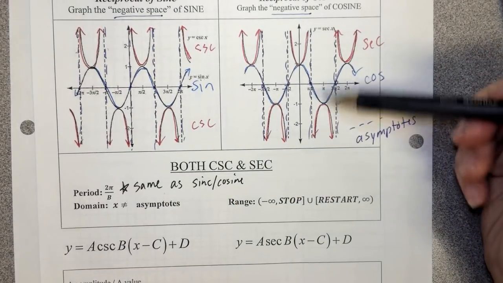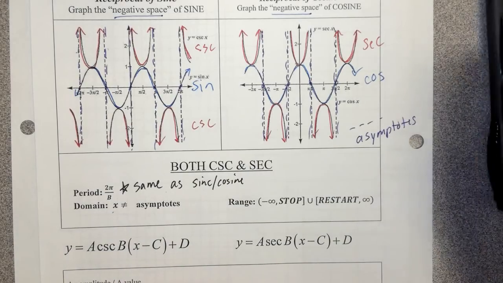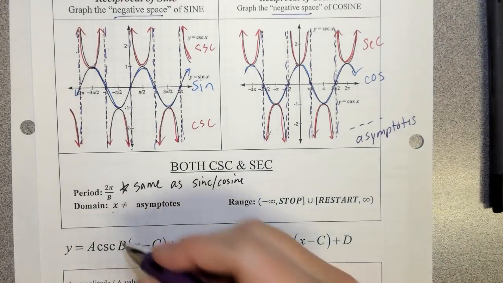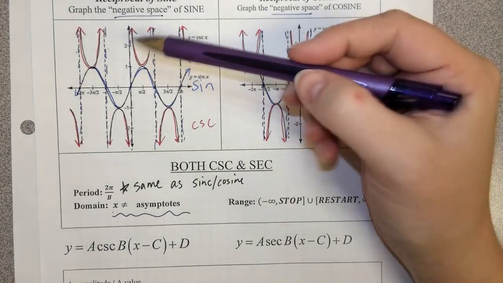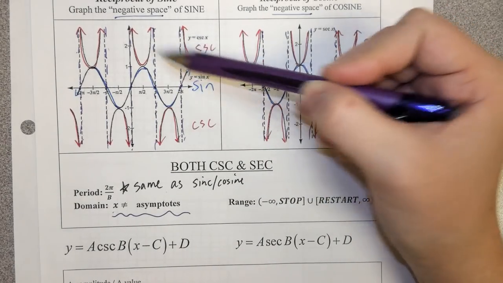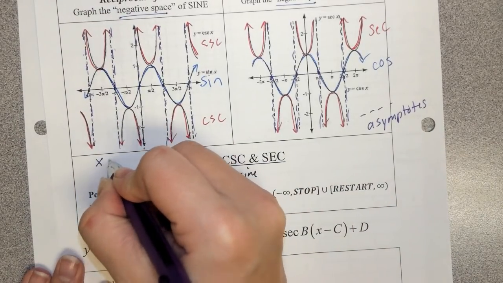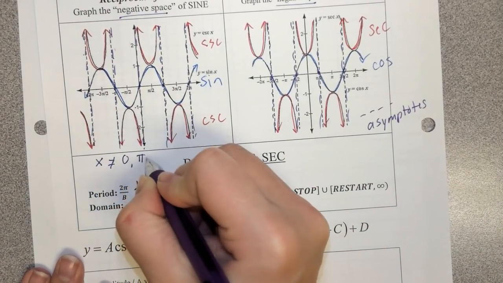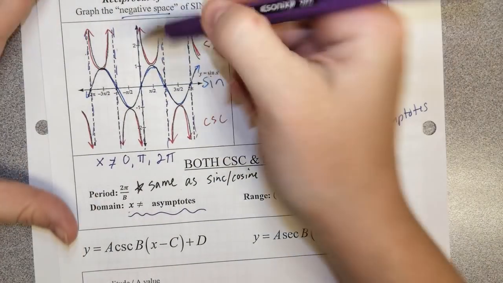These graphs are going to be based on sine and cosine graphs, so a lot of things with sine and cosine are going to be very similar. We're going to list the domain the same way we've been listing it for tangent and cotangent. X cannot be equal to the asymptotes. So here I've got asymptotes at 0, pi, 2 pi. You will have to list all three of those. X cannot be 0, pi, 2 pi, because all three are in one cycle.